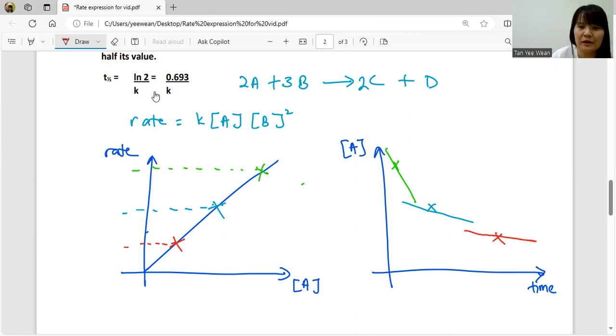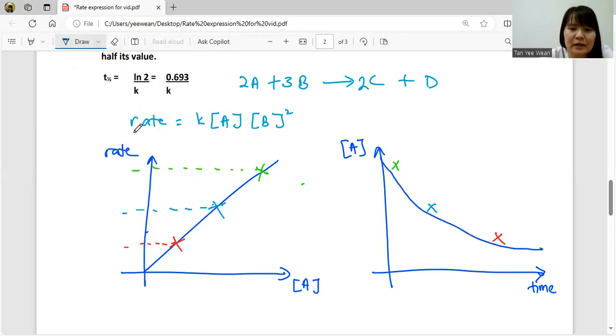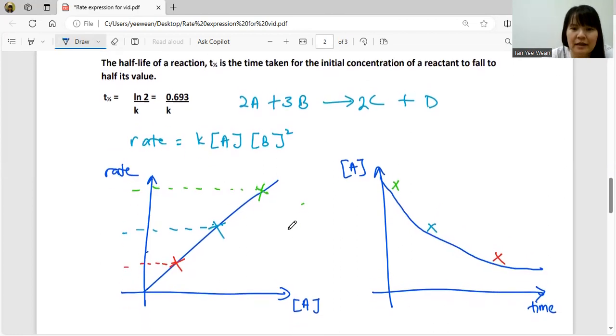So overall, my graph should look like this curve going down. Now the special thing about the first order reaction is the half-life. What is a half-life? If this is 1 mole per dm cube, for it to drop to 0.5 mole per dm cube, the time taken should be the same as if from 0.5 mole per dm cube to drop to 0.25 mole per dm cube of A. So this time must be the same.